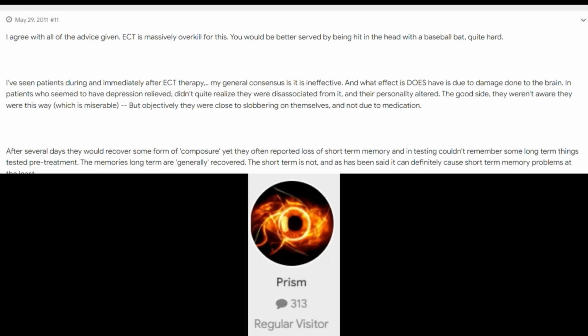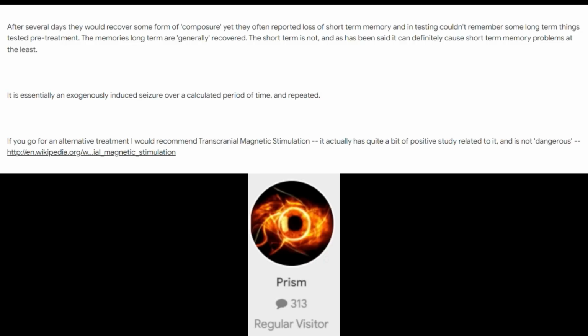I've seen patients during and immediately after ECT therapy. My general consensus is it is ineffective, and what effect it does have is due to damage done to the brain. And patients who seem to have depression relieved didn't quite realize they were dissociated from it, and their personality altered. The good side, they weren't aware they were this way, which is miserable. But objectively, they were close to slobbering on themselves and not due to medication. After several days, they would recover some form of composure, yet they often reported loss of short-term memory and in testing couldn't remember some long-term things tested pre-treatment. The memories long-term are generally recovered. The short-term is not. And as has been said, it can definitely cause short-term memory problems at the least.